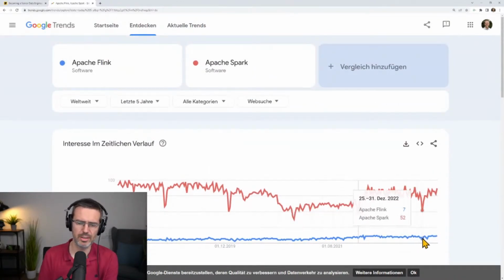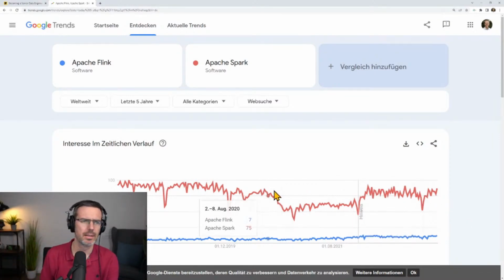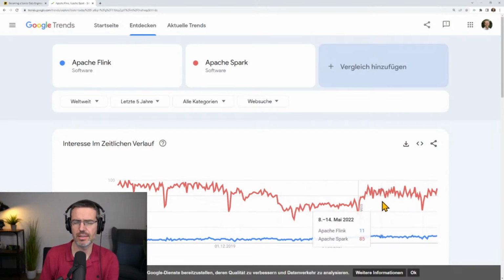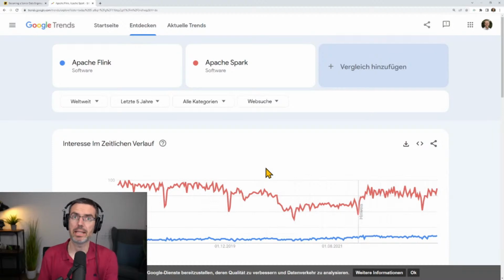Flink is more a niche thing. For me, Flink is more niche. Never really picked up as big as Spark. So I will look into Spark here. And again, the combination of Spark and Kafka is the one big combination that is very, very powerful, and I used it for years. Super cool.